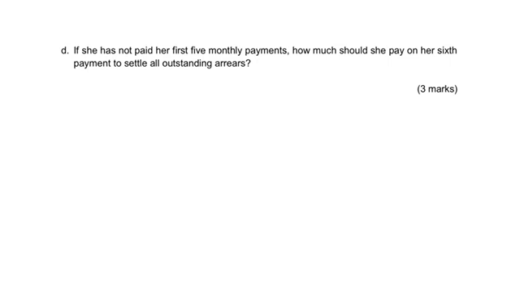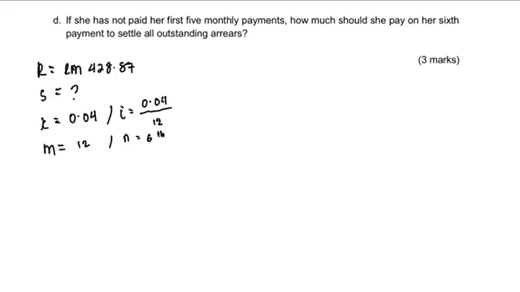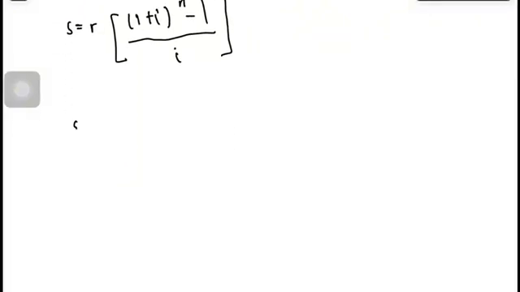Okay, let's move to question D. R is RM 4,028.53, and S is unknown, k is 0.04, i is 0.04 divided by 12, m is 12, n is 68. The formula is S equals R [(1 + i)^n minus 1] divided by i. So this is the working step.